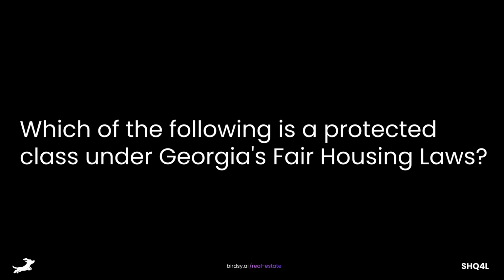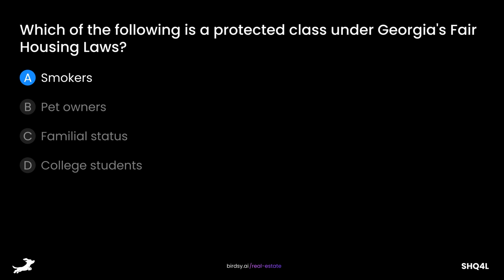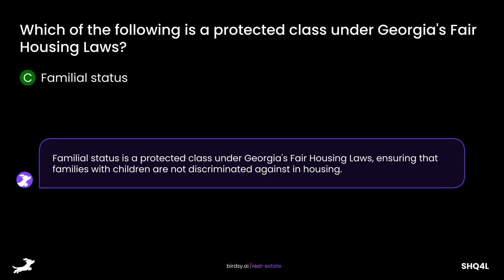Which of the following is a protected class under Georgia's fair housing laws? Is it A, B, pet owners, C, familial status, or D, college students? The answer is C, familial status. Familial status is a protected class under Georgia's fair housing laws, ensuring that families with children are not discriminated against in housing.